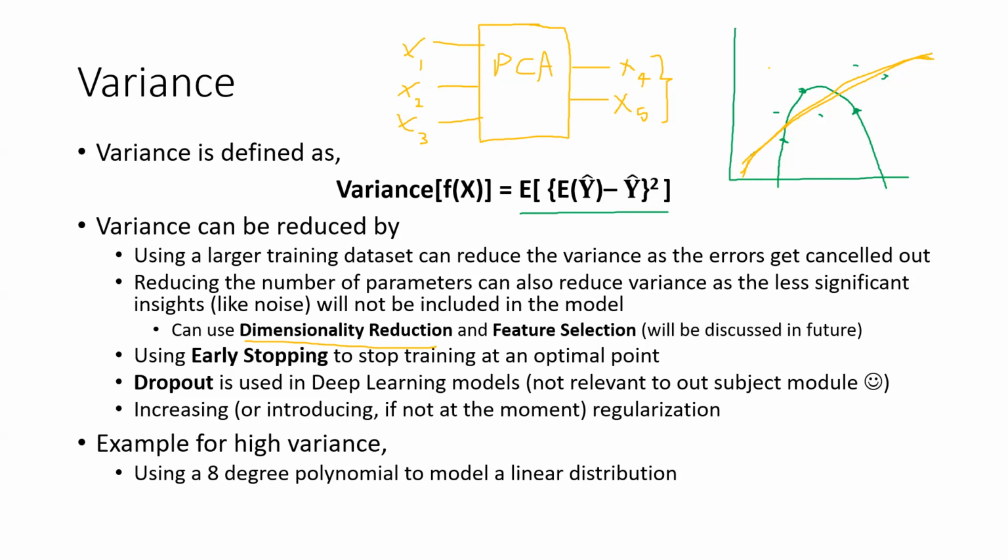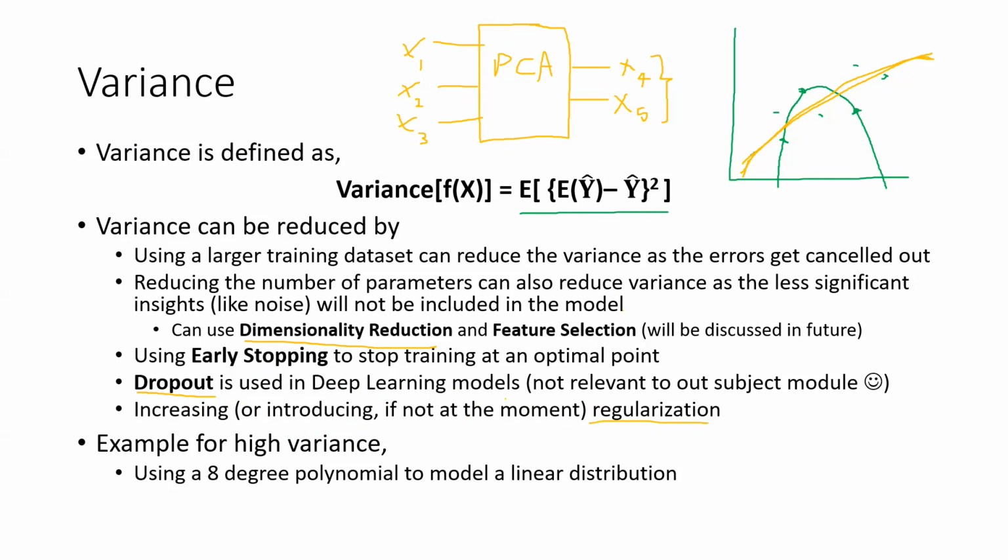So without stopping early or without reducing the number of iterations, you can use other techniques like regularization, increasing the regularization. If there's no regularization, you can include regularization. Or in the case of neural networks, there's another type of regularization technique known as dropout. We will not discuss it here, but I have added it here for completeness.